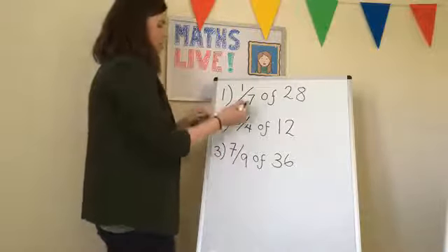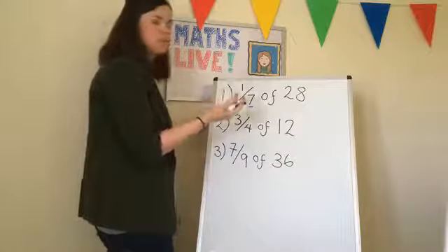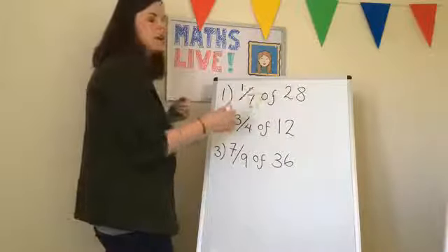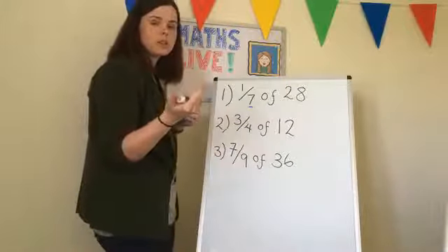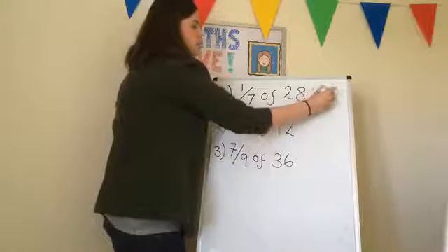So, 28 divided by 7. We think, how many 7s are in 28? So we need to use our 7 times table. We're splitting 28 by 7. So 1 7 is 7, 2 7s are 14, 3 7s are 21, 4 7s are 28.